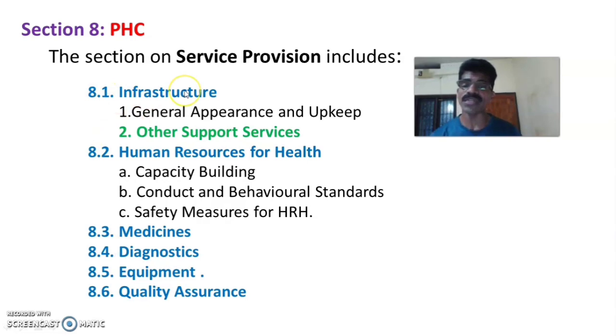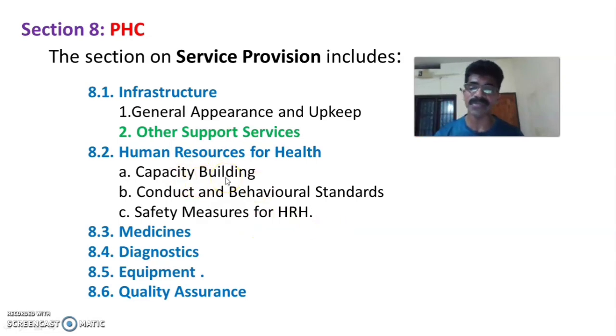Under 8.1 infrastructure, we have 2 areas. One is general appearance and upkeep, and second is other support services. In the last video when I discussed the sub-center, this area was not there, but the PHC renders more services. So in IPHS 2022 for the primary health center, we have under infrastructure the second area, that is other support services. Under human resources for health, we have the same areas: capacity building or conduct and behavioral standards of the health personnel in the PHC, and safety measures for the health personnel in the PHC.